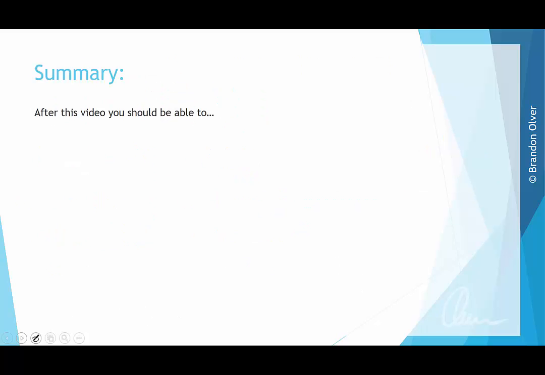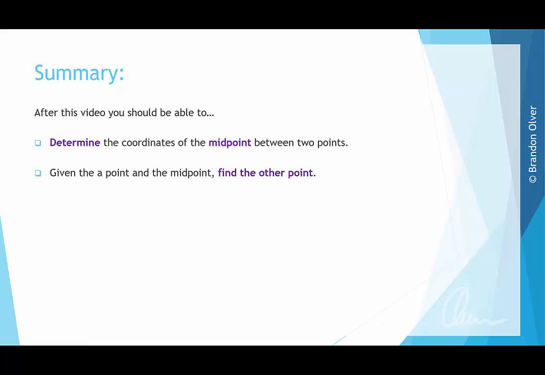So after this video you should be able to determine the coordinates of the midpoint between 2 points, and if you are given a point and the midpoint you should be able to find the other point on the graph.